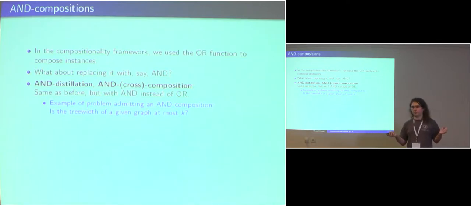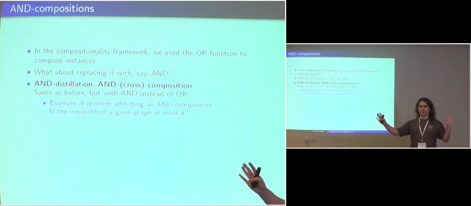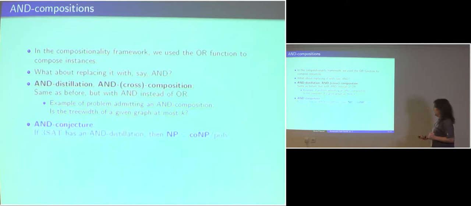This problem is fixed parameter tractable, and the disjoint union is the trivial AND composition, because the disjoint union of graphs has tree-width at most k if and only if each of the individual graphs has tree-width at most k. Yes? So for some time there was this AND conjecture, that this backbone theorem that was proved by Fortnow and Santhanam for OR also happens for AND.